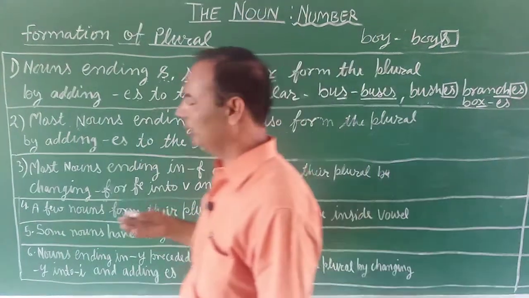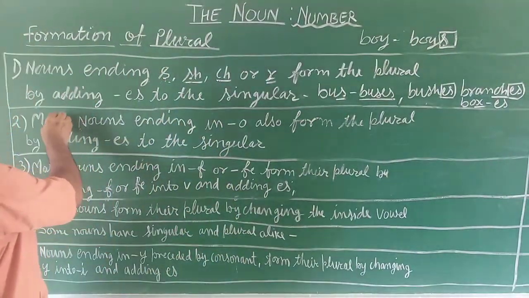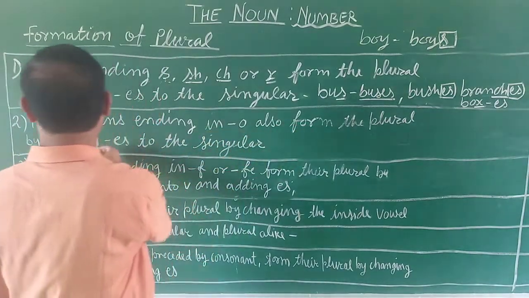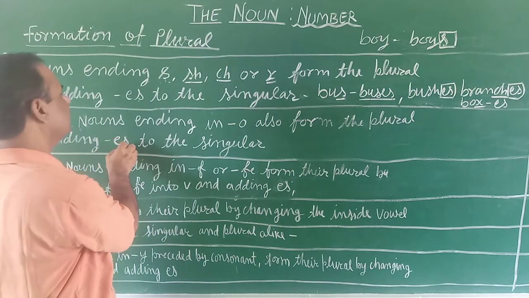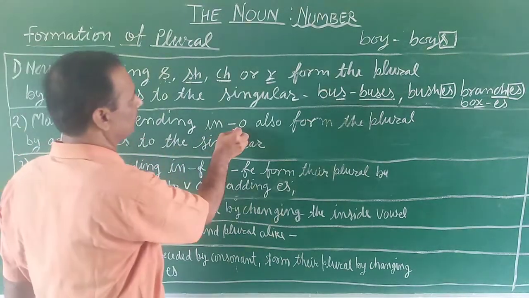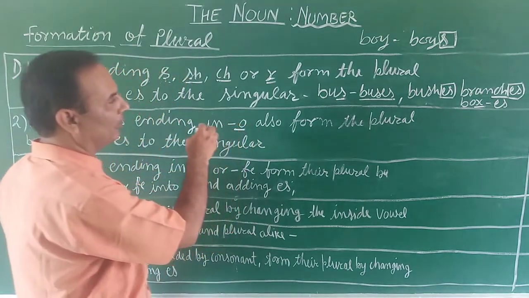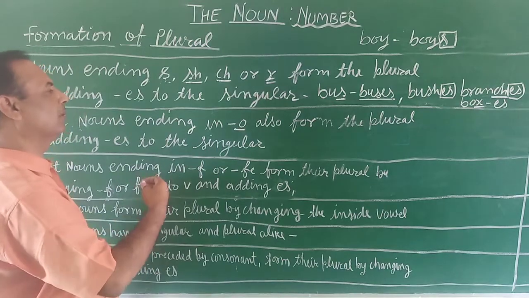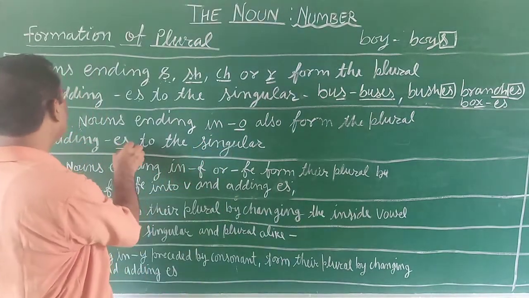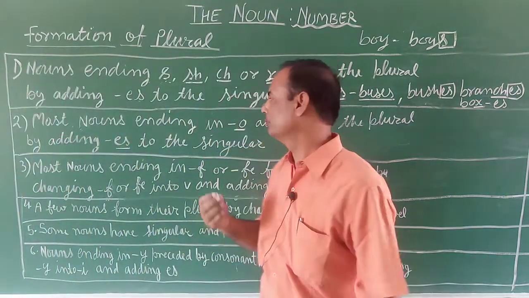Now let us come to the next rule of making plural. Most nouns ending in O also form the plural by adding ES to the singular. So most of the nouns whose last alphabet is O, then we use ES. Not all the nouns, most of the nouns. There are exceptions also.